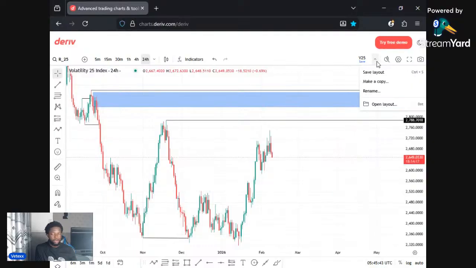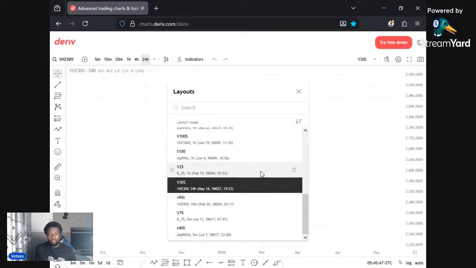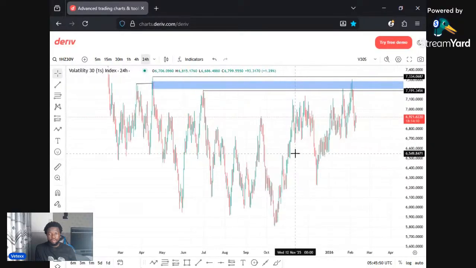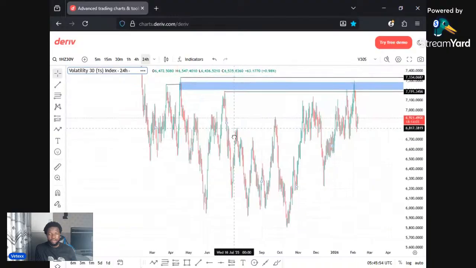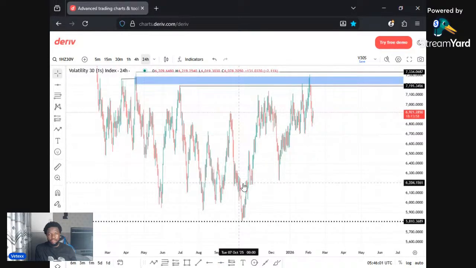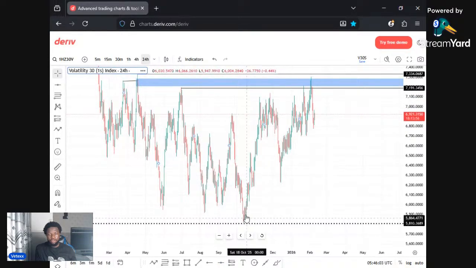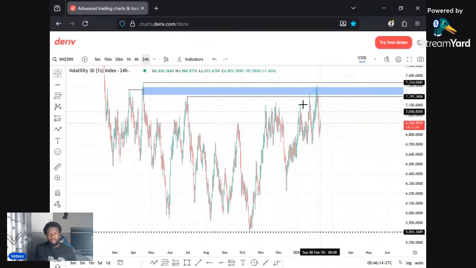So check the next pair, which is V31S. On V31, starting from the 24-hour time frame, price is selling from this POI. This is the starting point, and here is the finish point. This is the starting point, and this is the finish point. Starting point and then finish point. So we'll have this here.